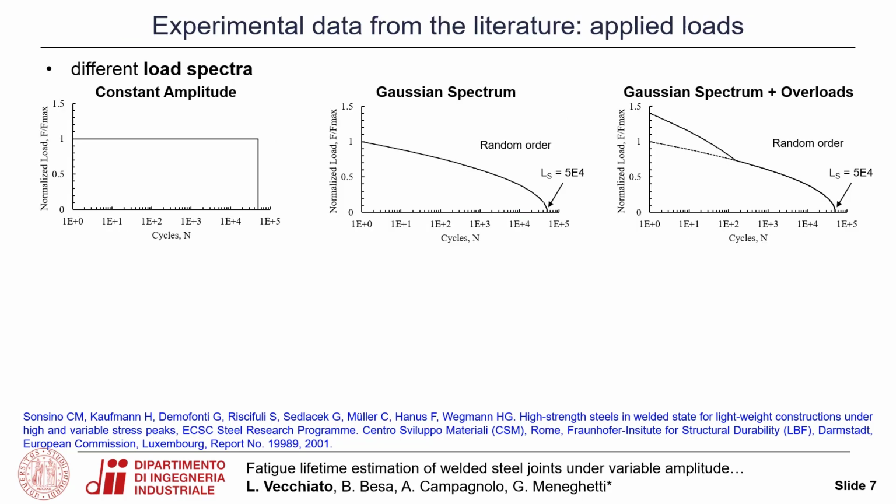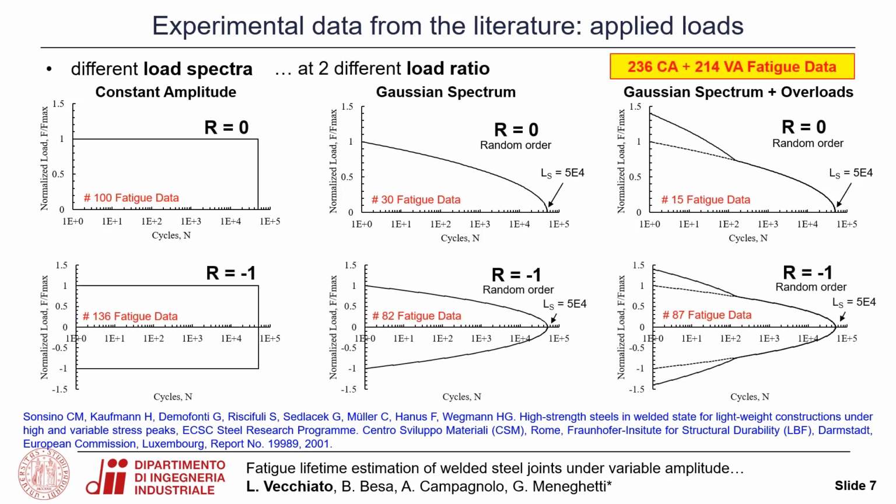Tests were carried out both under constant and variable amplitude loadings. The variable amplitude loadings were conducted under 2 different spectra of a Gaussian type, but one of them with overloads. Both were applied in random order. All spectra were applied under fully reversed or under pulsating loading, for a total of almost 236 and 214 fatigue data under constant amplitude and variable amplitude respectively.